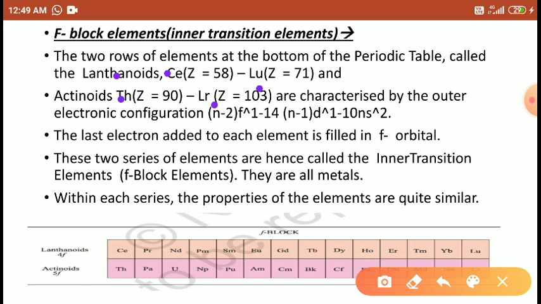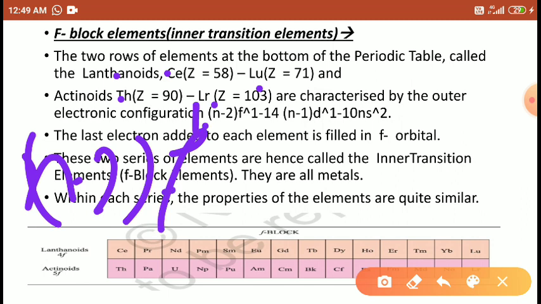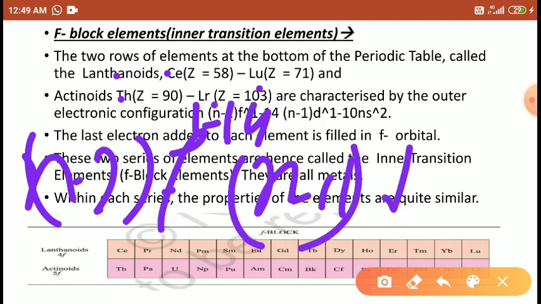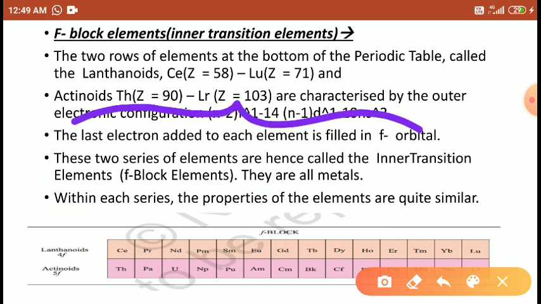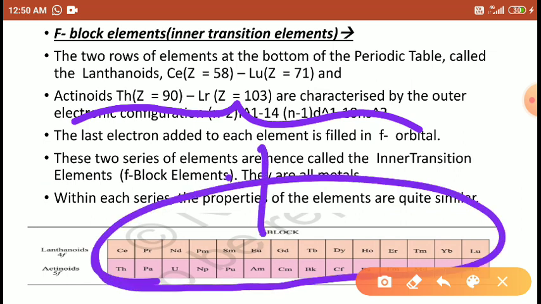They are characterized by the general electron configuration (n-2)f 1 to 14, (n-1)d 0 to 10, and ns2. Right, students? So the last electron is added to the f orbitals. Why are these called f block elements? We call them f block elements because the outermost, last electrons are occupied in the f orbitals.